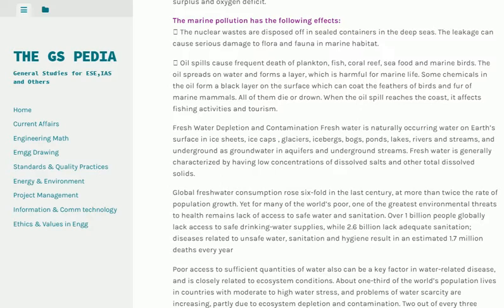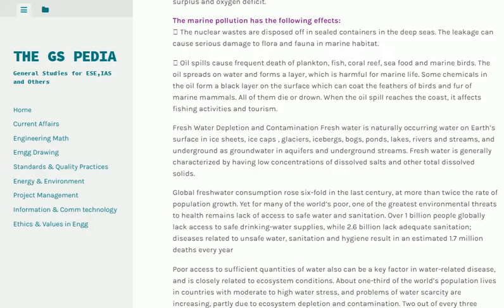Freshwater depletion and contamination. Fresh water is naturally occurring water on Earth's surface in ice sheets, ice caps, glaciers, icebergs, bogs, ponds, lakes, rivers and streams, and underground as groundwater in aquifers and underground streams. Fresh water is generally characterized by having low concentrations of dissolved salts and other total dissolved solids.